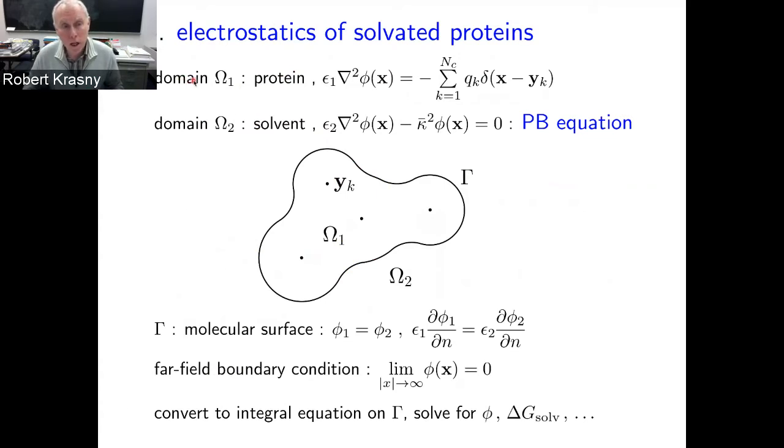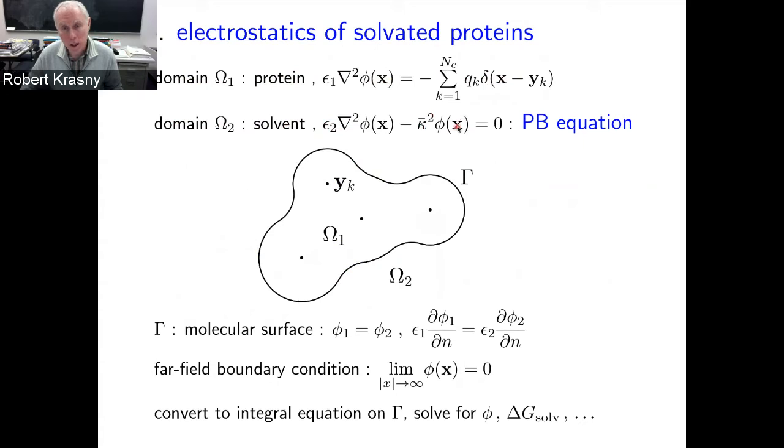So imagine schematically domain omega 1, that's a protein domain, to be the interior. And on that domain, we want to solve a Poisson equation where we have some dielectric constant representing the protein domain, and then we have some point charges representing the atoms in the protein. And then the exterior is domain omega 2, that's the solvent. It's a dielectric continuum with an epsilon 2.